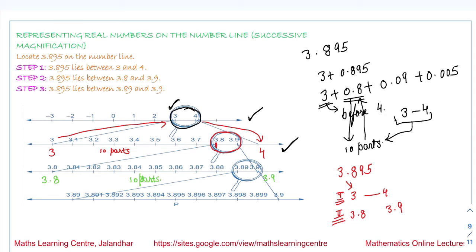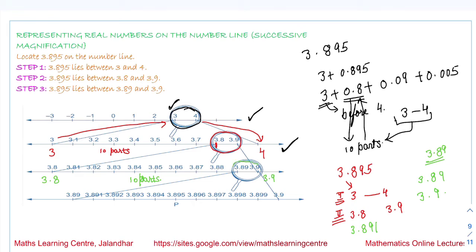Now the next part is 3.89. So 3.89 will lie between 3.89, we are having 3.891. So we are saying that we have located the point 3.89. So it will lie between 3.89 and 3.9. It will lie between these 2 points.